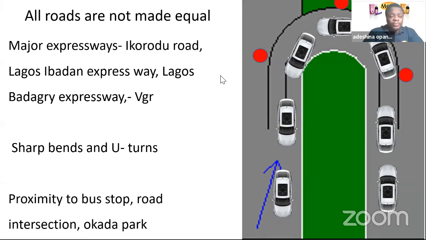Proximity to a bus stop, road intersection, and Okada gathering is fantastic for your business. Remember I said foot traffic is more important than vehicular traffic. So the more of these things you have in your favor, the better for you.